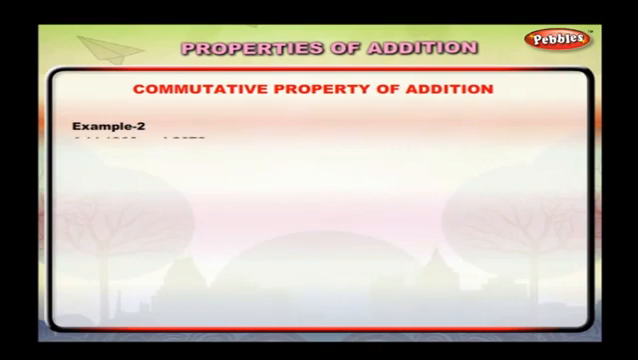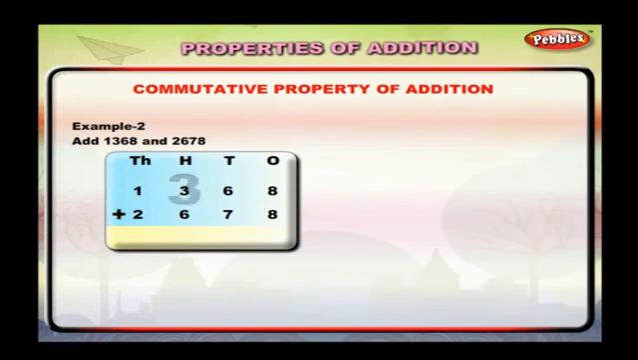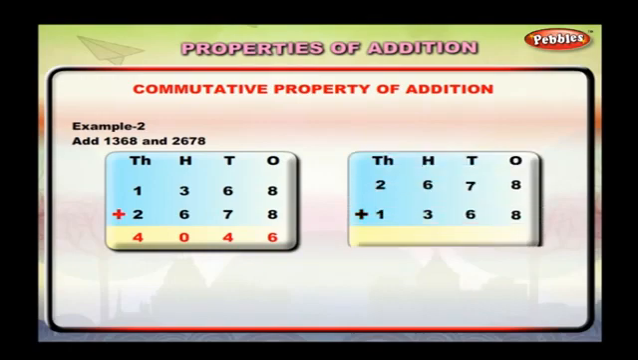Example 2. Add 1,368 and 2,678. Arrange them in a column and add these numbers. 1,368 plus 2,678. We get 4,046. Now change the order in the column and add them. 2,678 plus 1,368. Again, we get the same answer, 4,046.